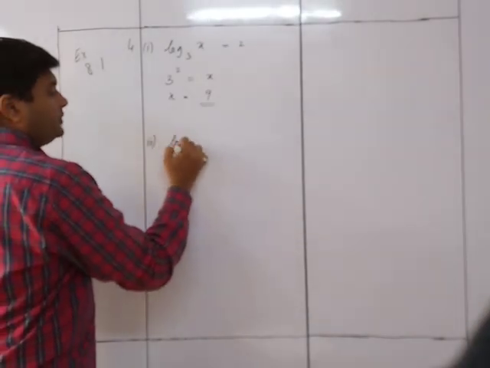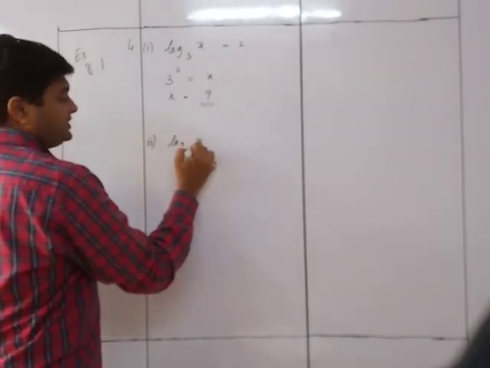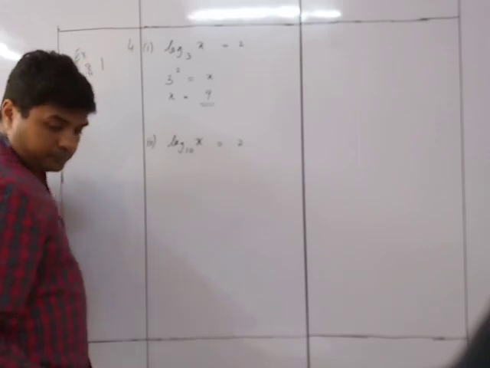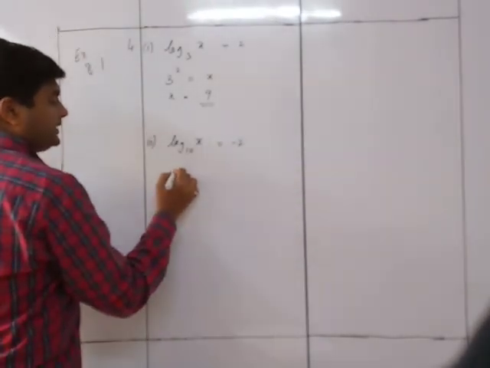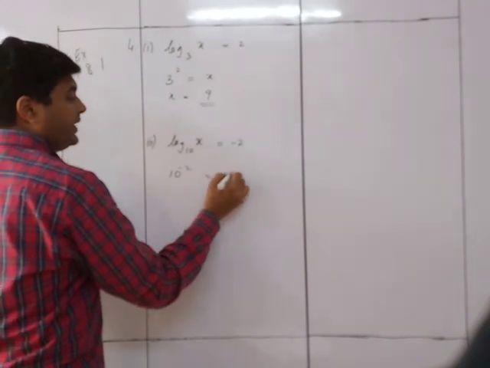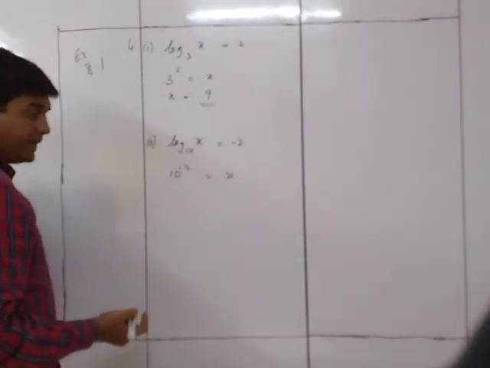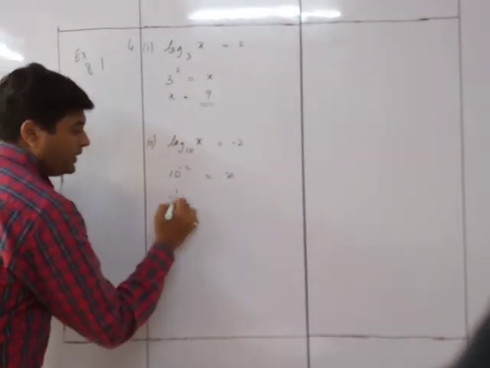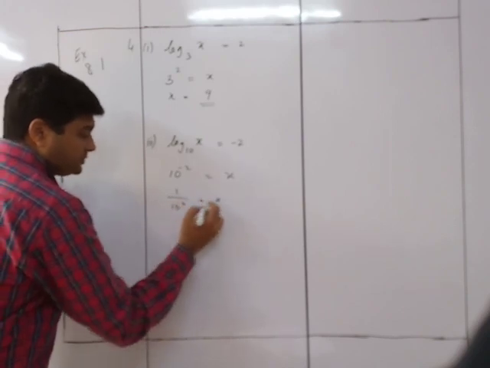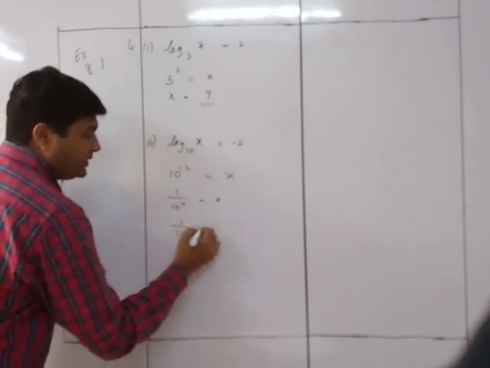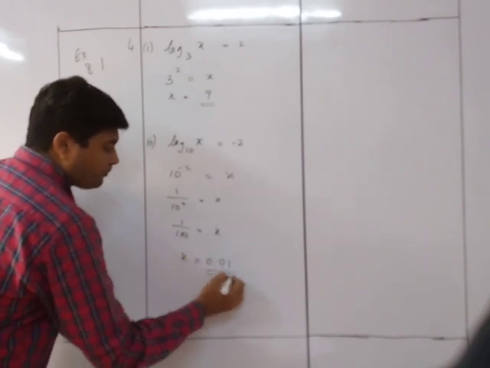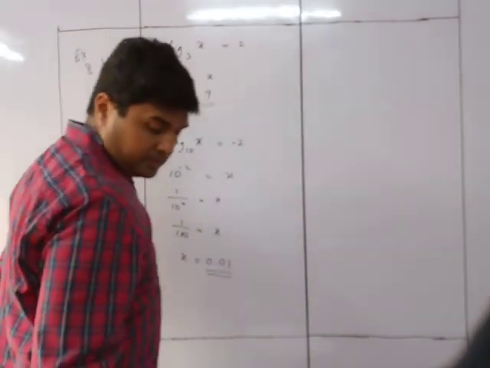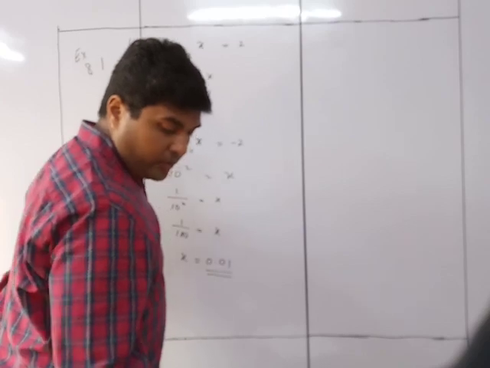Sum number 3. Log of x to the base 10 is equal to minus 2. So you see 10 raised to minus 2 is equal to x. That is 1 upon 10 raised to 2 is equal to x. So 1 upon 100 is equal to x, or x is equal to 0.01. That's the third sum. We move on to the fifth sum.